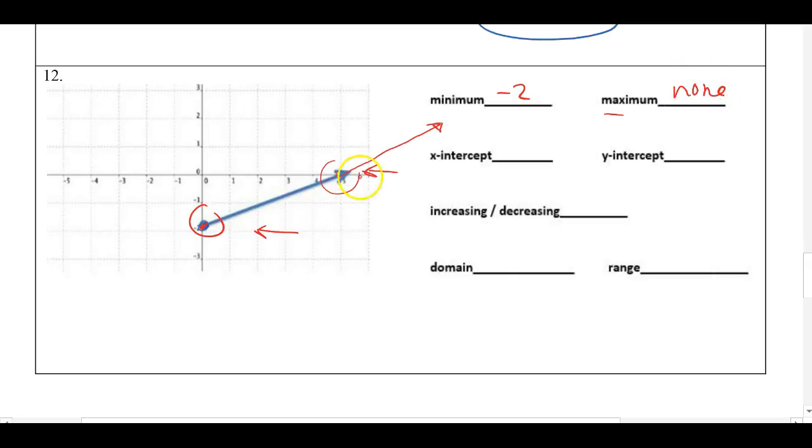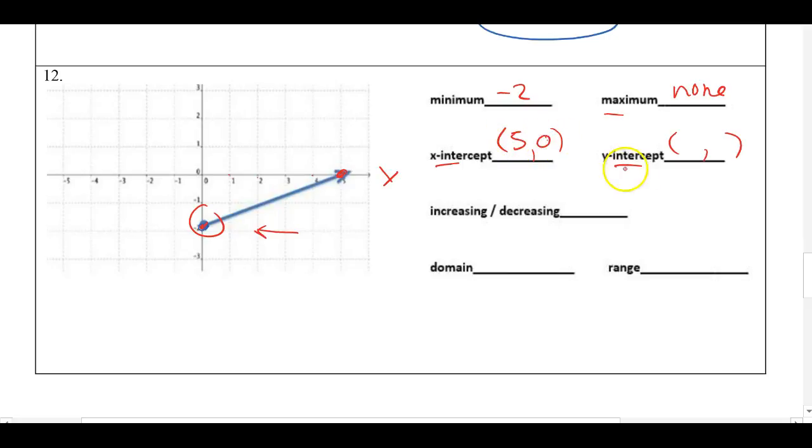Okay, x-intercept, where does it cross the x-axis? Well, first, let's write this. We'll write the parentheses and comma because we're looking for a point for both x-intercept and y-intercept. The x-intercept is where it crosses the x-axis, and it crosses here at this point. And if you can't read the numbers, we'll just count it. 1, 2, 3, 4, 5. Okay, so the x is 5, and that means the y is 0.